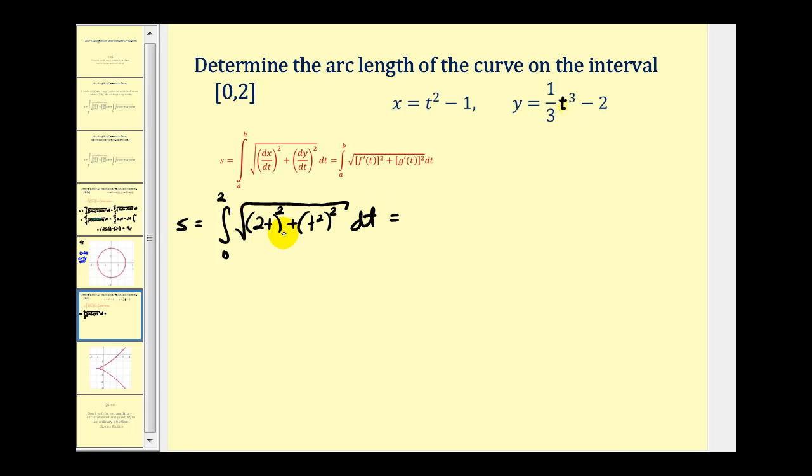Let's go ahead and start to simplify the radicand. We'll have 4t squared plus t to the fourth. Now, just like the last problem, this radicand does factor. These two terms have a common factor of t squared.